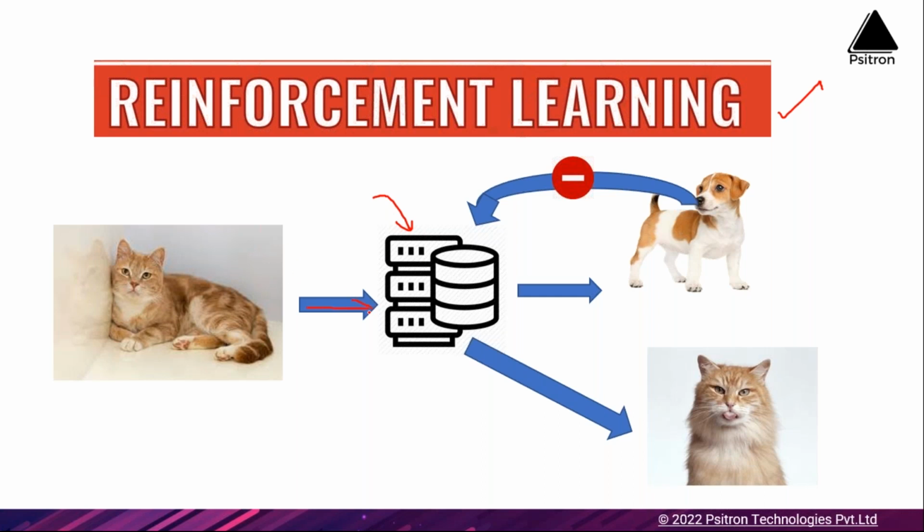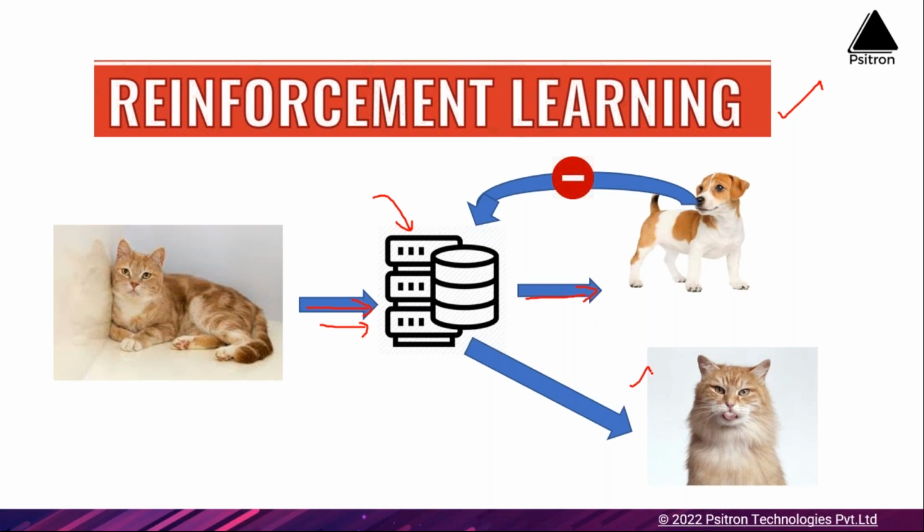So now I'm making a prediction by passing a picture of a cat. I expect the machine to predict it's a cat. But my machine makes a wrong prediction, saying it's a dog. So then I provide negative feedback to this machine. Then your machine is going to learn from that negative feedback. So then again, if I test that machine with a cat, it's going to predict it's a cat.